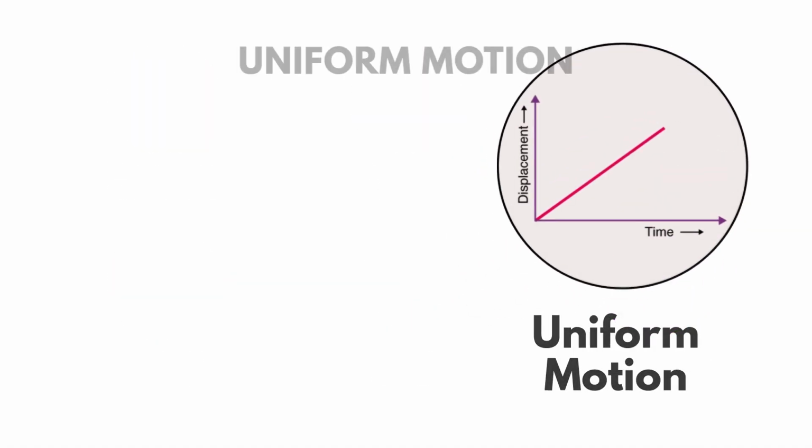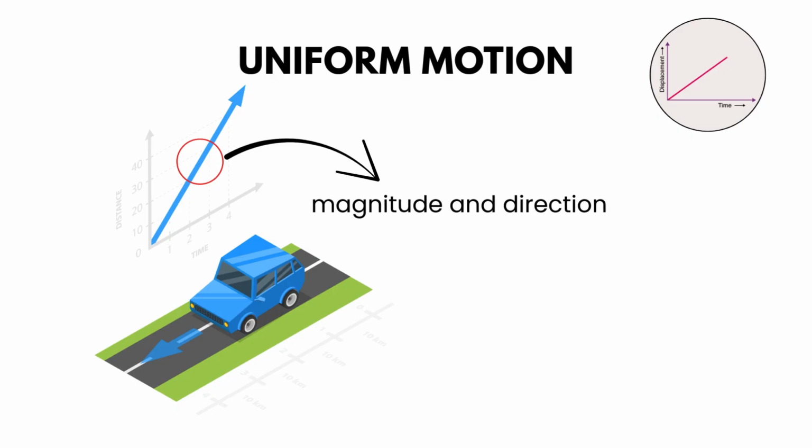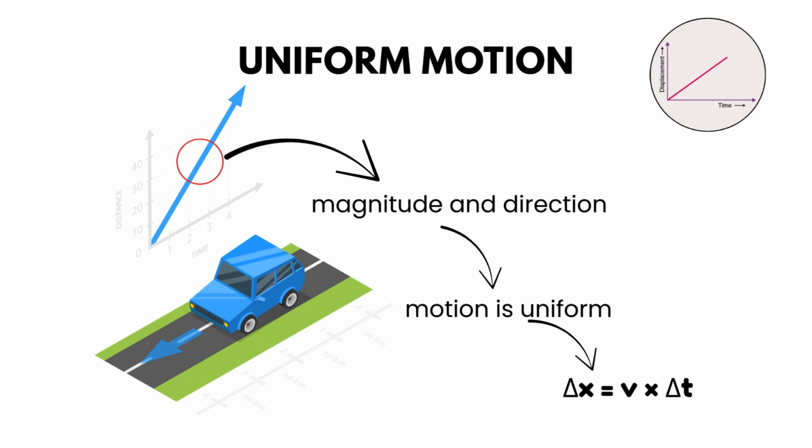Uniform motion. If velocity stays constant, both the magnitude and the direction, then the motion is uniform. The formula is delta x equals v times delta t. This shows up when the MCAT gives you a simple graph or description with no acceleration.